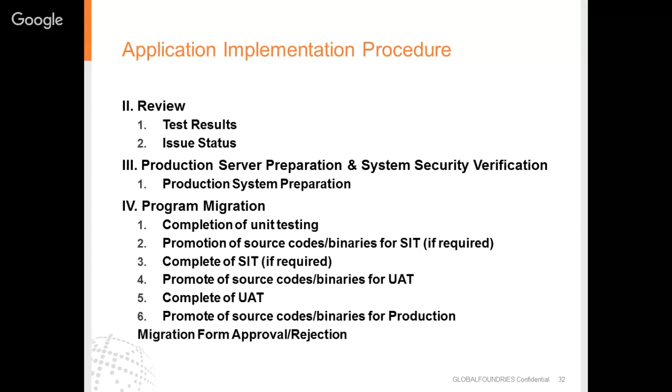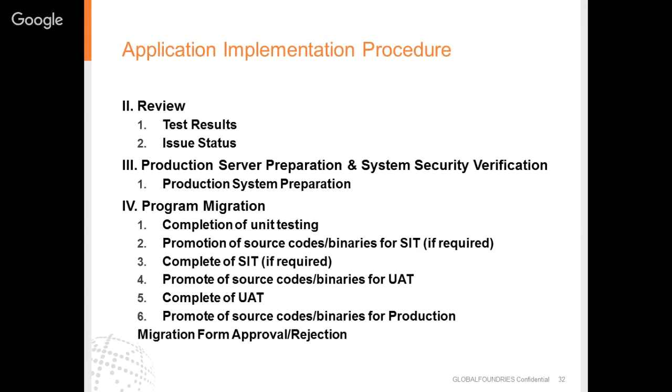The second step in the implementation procedure is review. So first we saw the inputs, now we see the review part. The test results and the issue status have to be reviewed. Then the production system preparation and system security verification have to be done. The production system should be prepared to migrate the change request or the project.